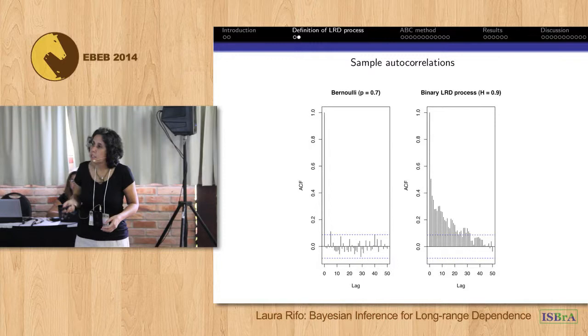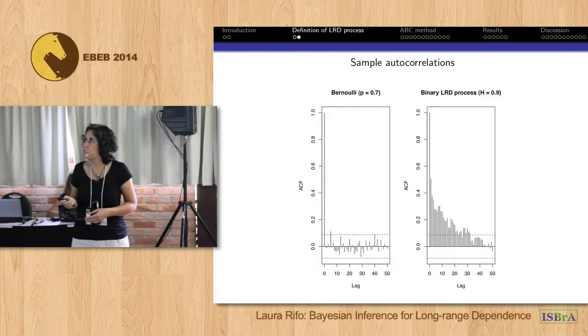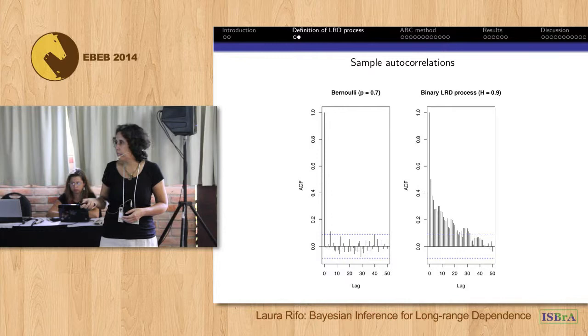This is a typical graph for the autocorrelation function. In the first graph, we have an independent Bernoulli sequence, and here we have a process with memory for h equal 0.9. Okay, so we can see here that this function decreases very slowly.